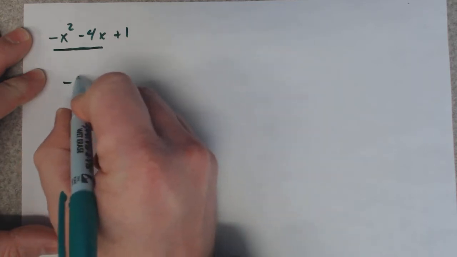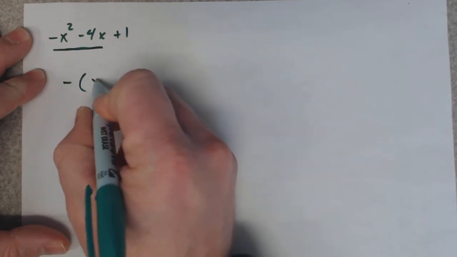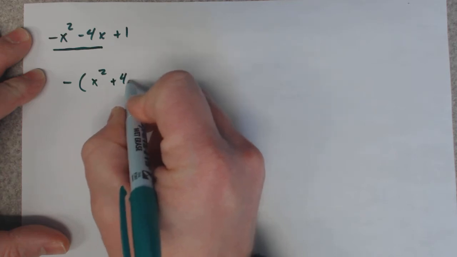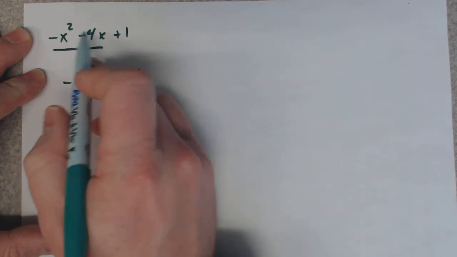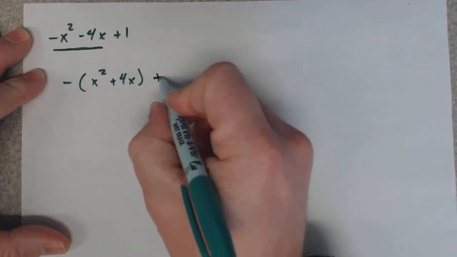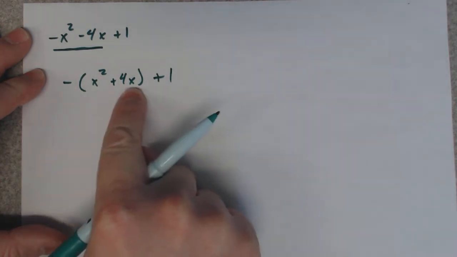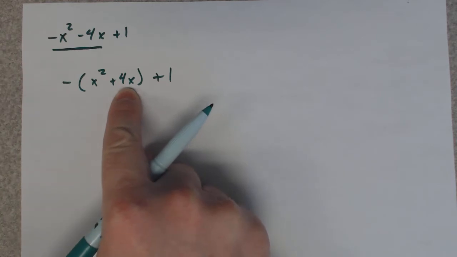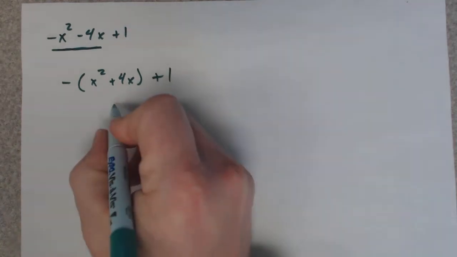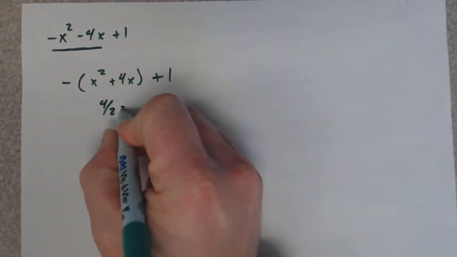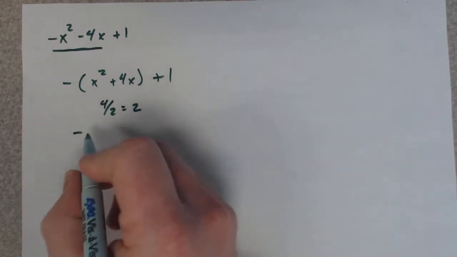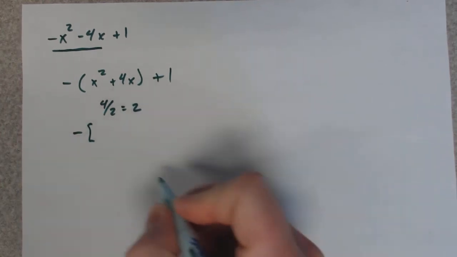So let's factor a negative out of this x squared and the 4x. Alright, so let's change the signs on these two guys, and let's just leave the one as it is. Alright. Now, let's work with this like we would normally. So let's just take half of 4. So half of 4 is 2. So I'm going to keep the negative, and I'm going to put a square bracket here.